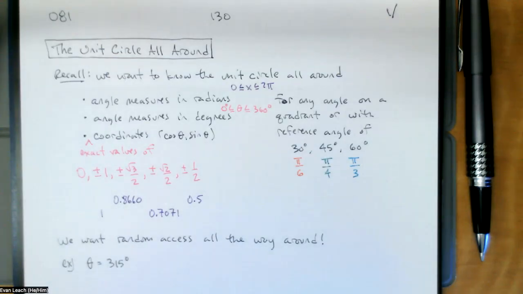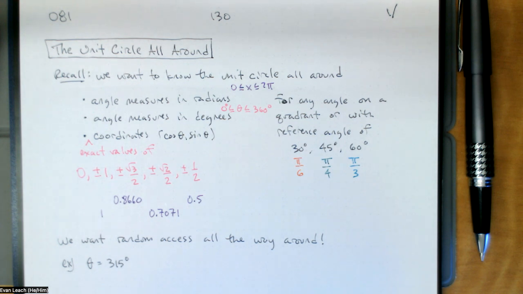If you would recall, we've been taking some time to learn the unit circle all the way around. What we want to have are the angle measures in degrees, the angle measures in radians, and the exact values of the coordinates for any angle on a quadrant or that has a reference angle of 30, 45, or 60 degrees, also known as pi over 6, pi over 4, and pi over 3 radians.